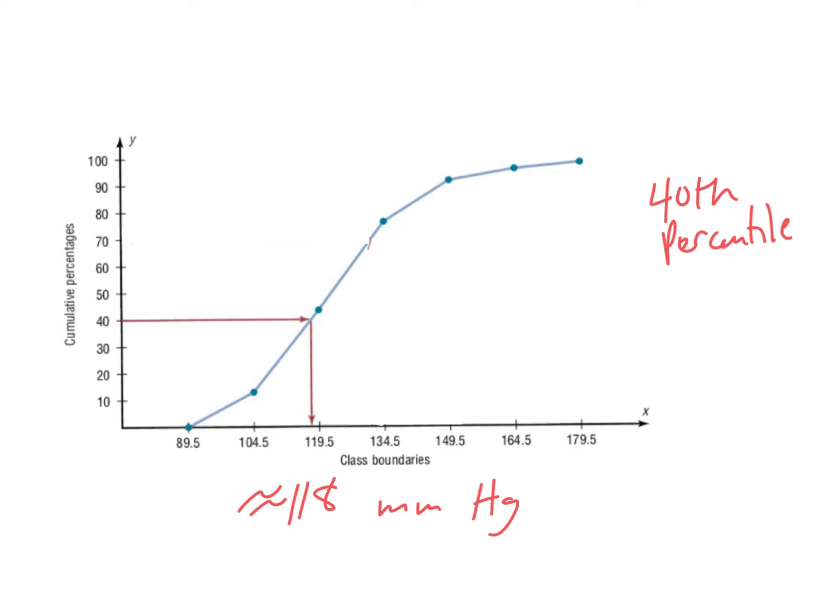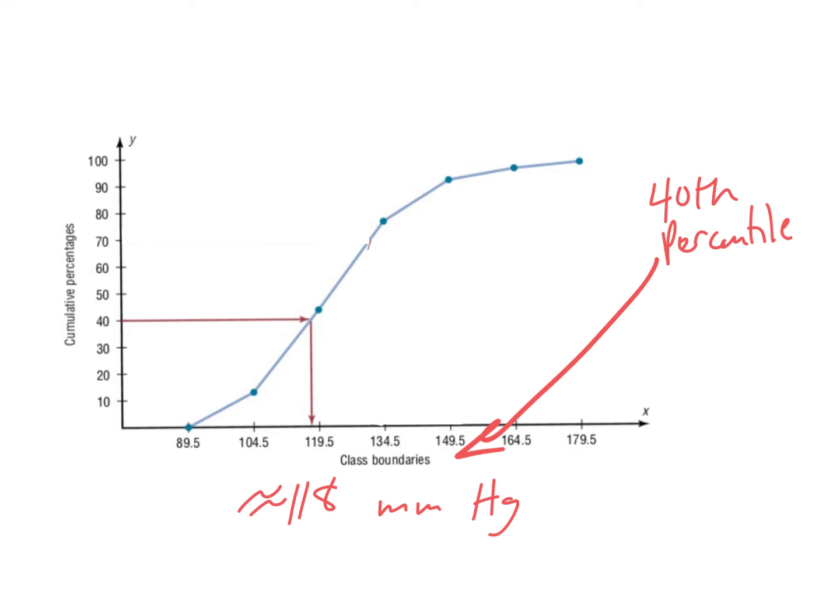The other thing that we can do is go the other way. So like I said, let's see what percentile. So the 40th percentile is that. I want to make that red. Sorry. Okay, so that's the 48th percentile.